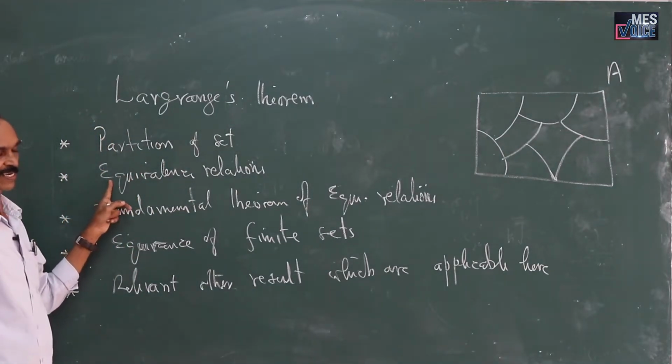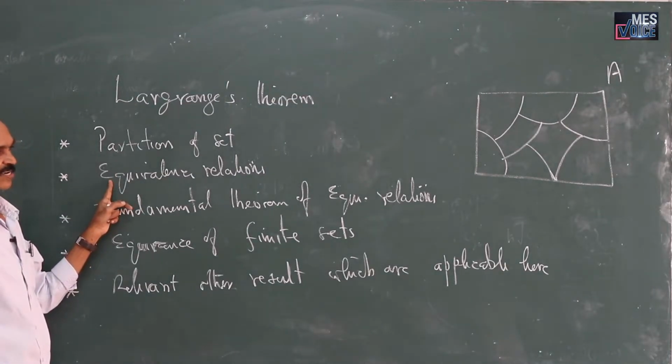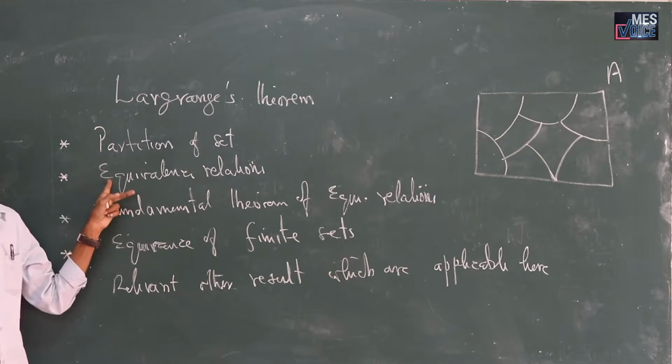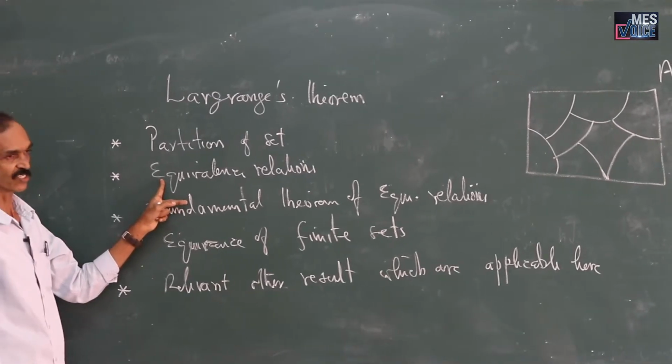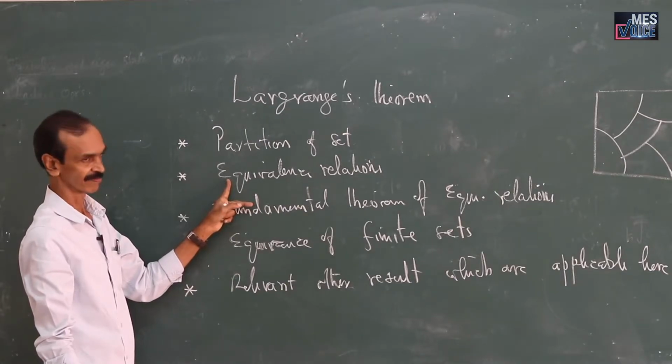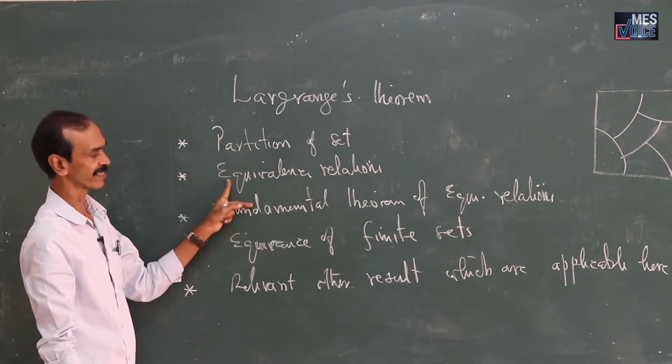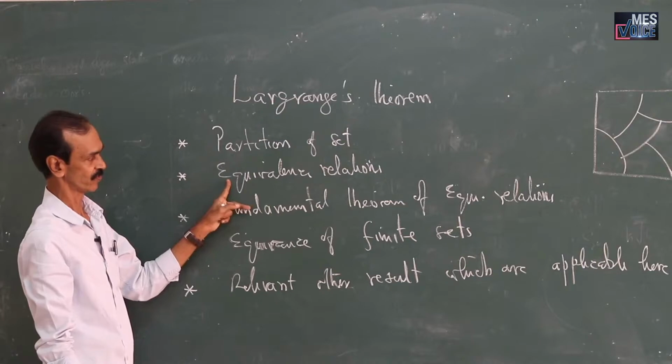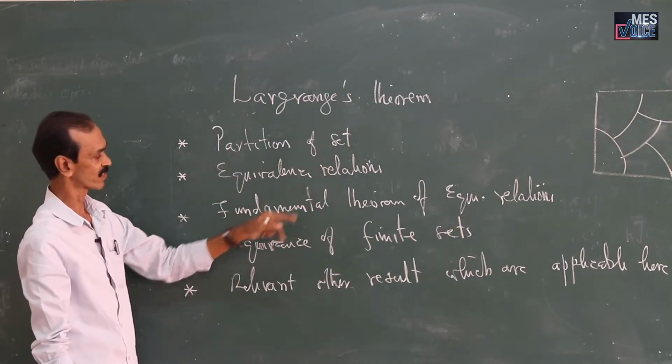What are equivalence relations? The second point: we know that an equivalence relation on a set A is simply a relation which satisfies three properties. One, it is reflexive, then it is symmetric, and it is transitive also. Such a relation we call an equivalence relation.